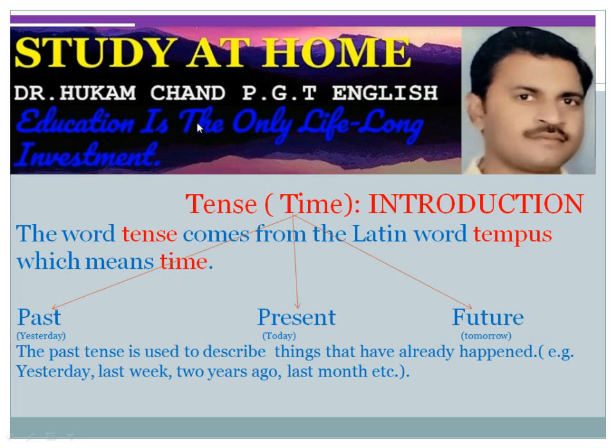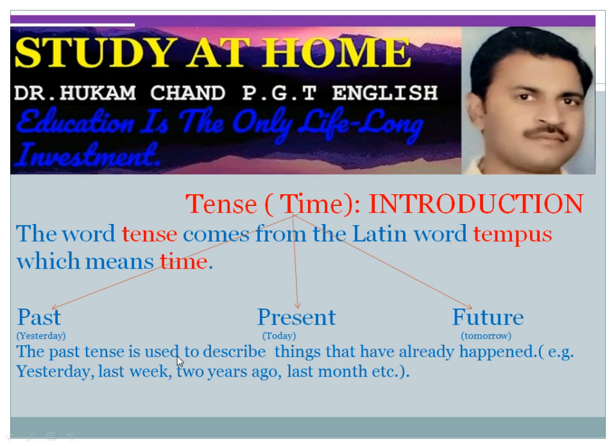Today we will discuss tense. Tense means time. The word tense comes from the Latin word tempus, which means time. So we can divide time into three parts: past, present, future. We can understand that present means today, what is going on. Past means that has happened, already happened, you can say. Future, that may be in the next time. So there are three tenses: past, present, future.